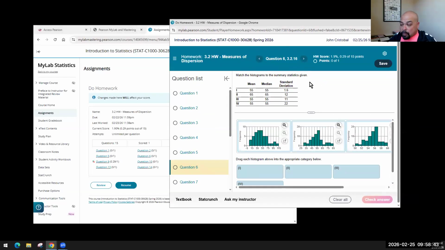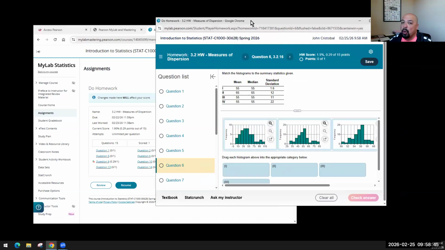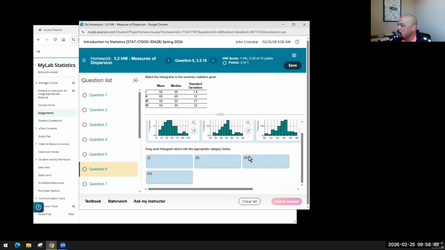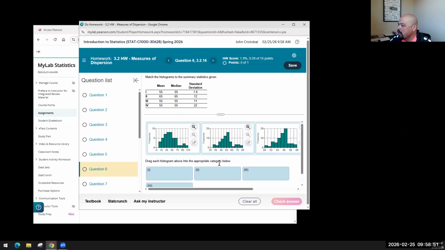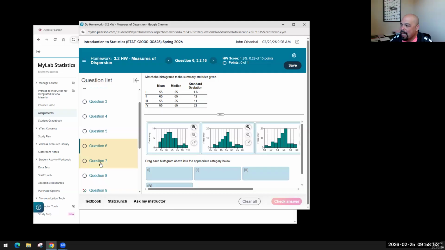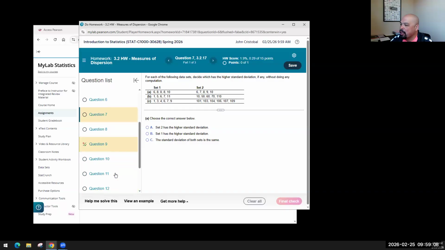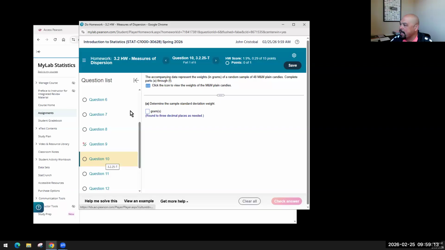So here's our MyLab homework, which you should see. In this case, this problem is asking about identifying which of these graphs. But let me jump to a problem where there's some StatCrunch calculations. Okay, and let's see how this goes. So choose the correct answer. For each of the following data sets, decide which has a higher standard deviation, if any, without doing any computation. So I want to do a calculation, so my apologies. Let's jump to a calculation one. We can go back to that.